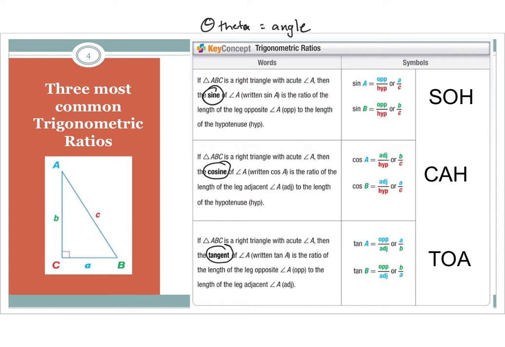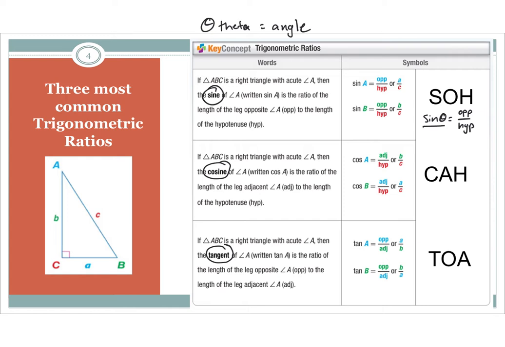Let's go into SOHCAHTOA. Now again, SOHCAHTOA tells you what trig function you're using and then the order of the sides, the order of the ratio. So SOH stands for sine of theta is equal to the opposite over the hypotenuse. Okay, and again, theta means angle. So sine of whatever angle you're using is the opposite side over the hypotenuse.